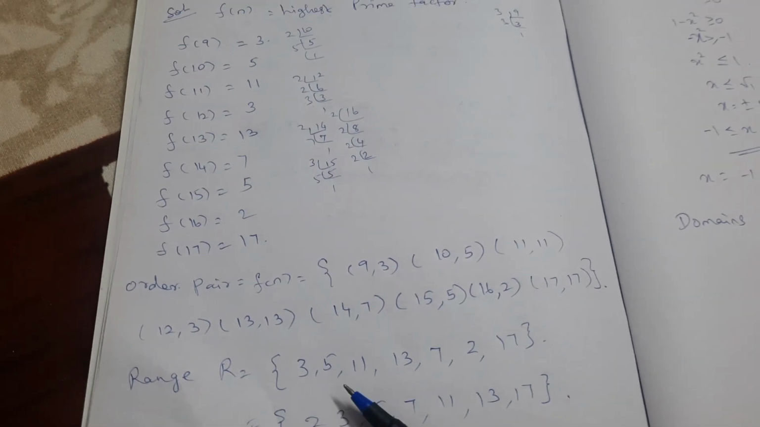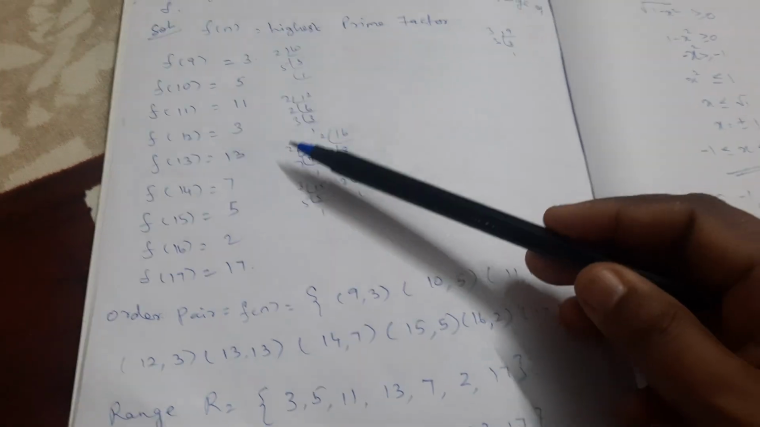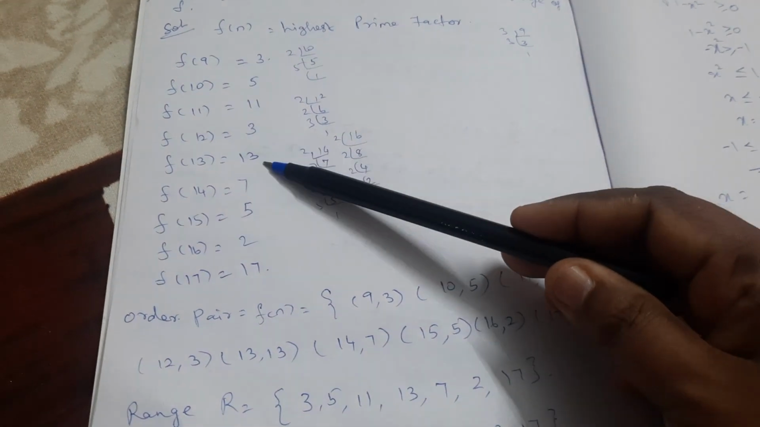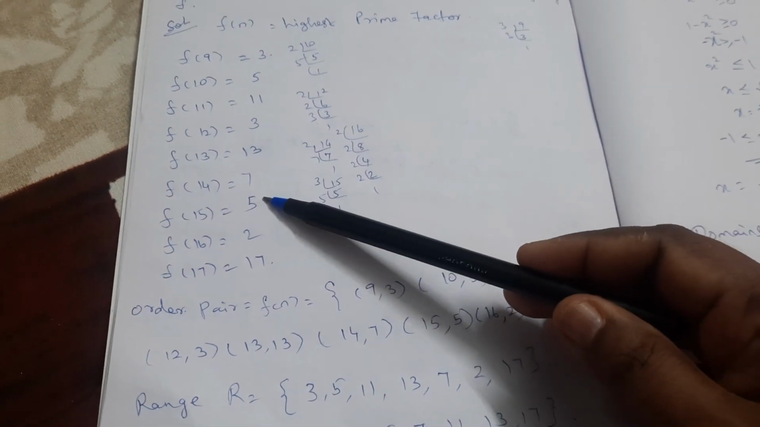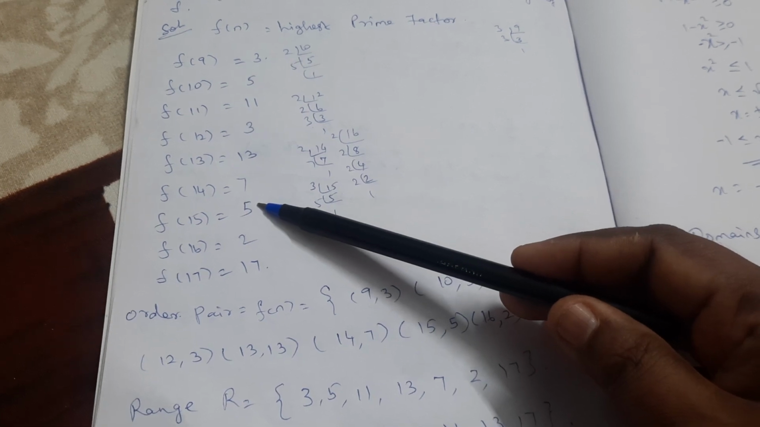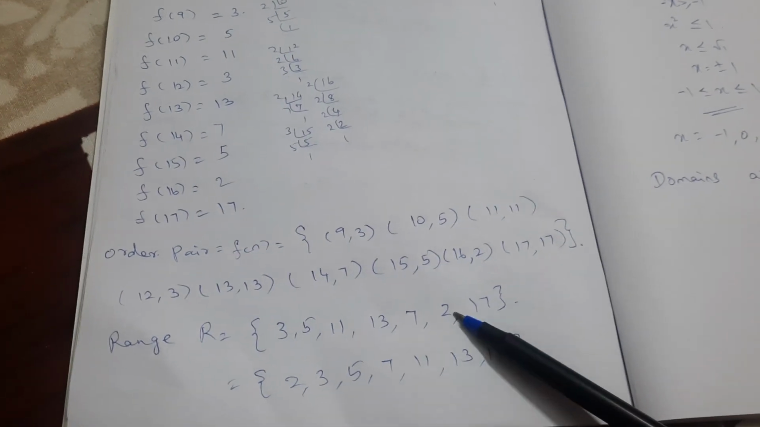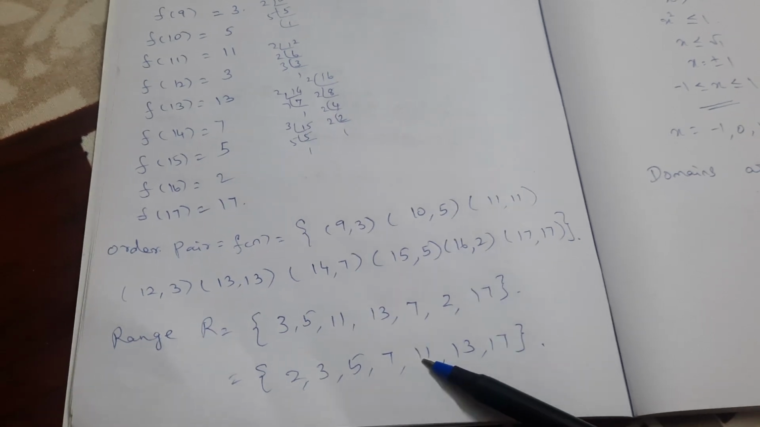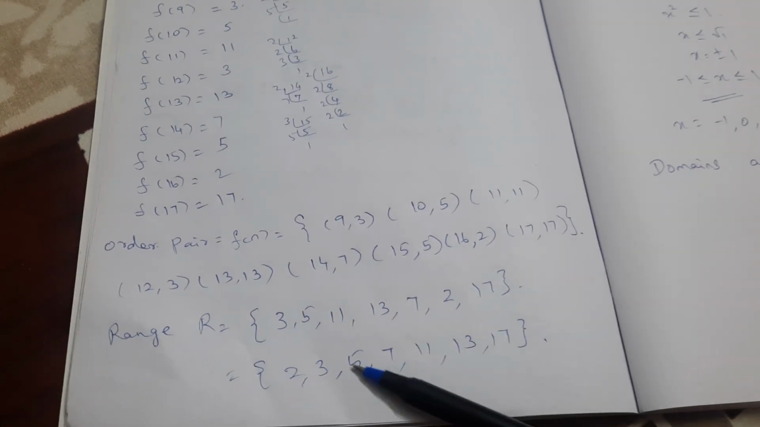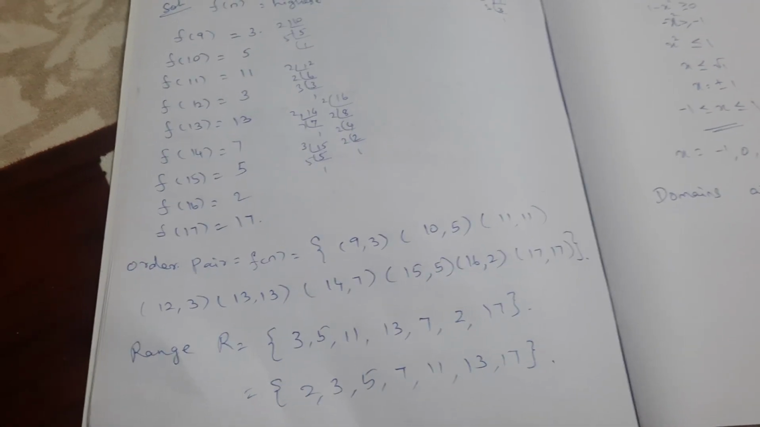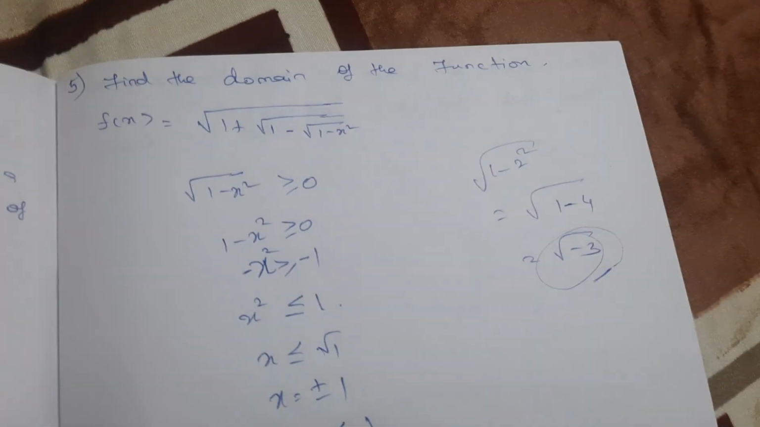So 3, 5, 11. 3 is already there, so no need to repeat. 13, 7, 5: 5 is already there, so we don't need it. 2 and 17. So in ascending order, 2, 3, 5, 7, 11, 13, 17, this is the range. Okay, then we find the fifth sum, a very simple one.